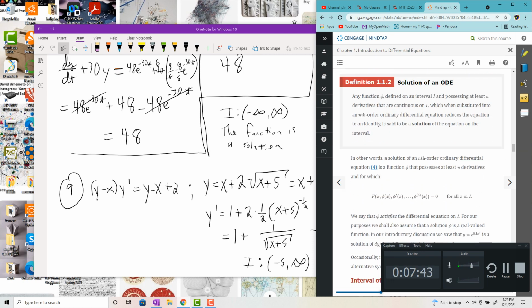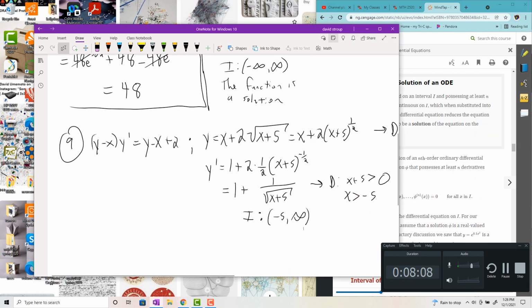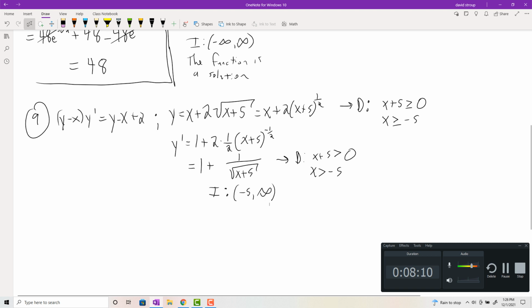The solution. Yeah, so any function phi defined on an interval I and possessing at least, so it has to be defined on this interval, and it has to have the same up to the order. So in our example, the order of that differential equation is 1. So I need to make sure that the first derivative is also continuous on this I, and that it works when you substitute it into the original differential equation. Okay. So the big issue with this problem is that this interval of definition is not exactly the same as the domain of the original function.